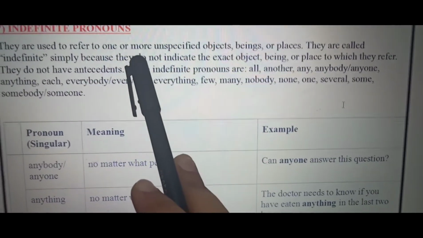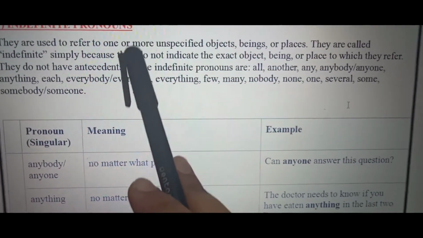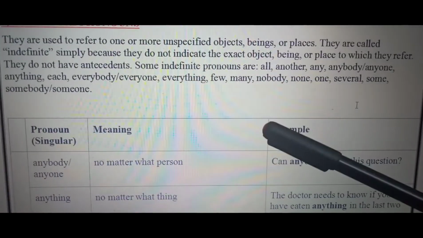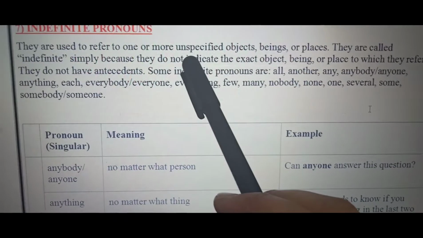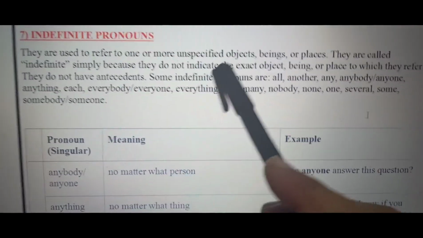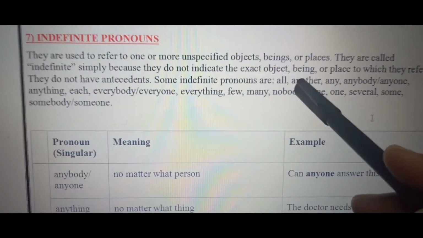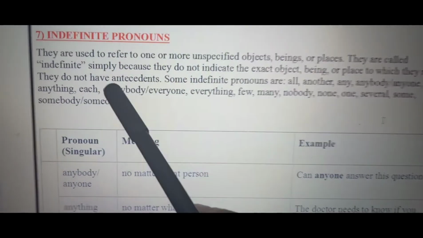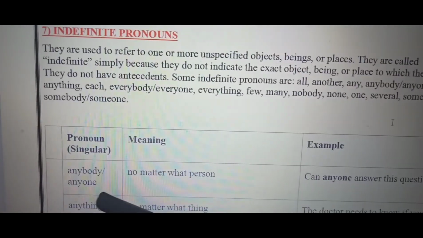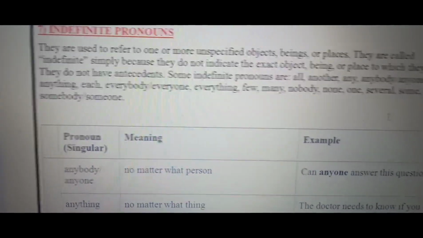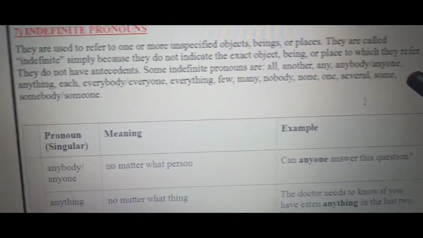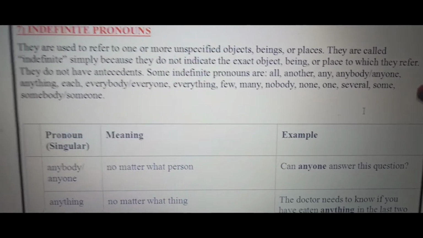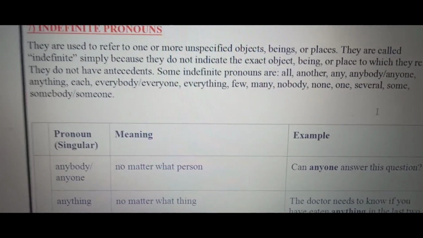Now we are going to study the last type of pronoun, which is indefinite pronouns. Now what are indefinite pronouns? These are the pronouns which are used to refer to one or more unspecified objects, beings or places, the ones which are not mentioned or specified. They are called indefinite. Why do we call them indefinite? Because they do not indicate the exact number, the exact object, being or place to which they refer. So it is not clear, right?